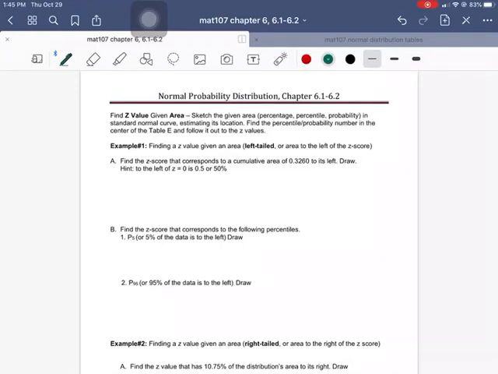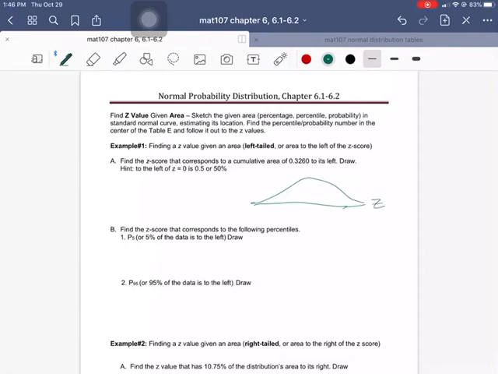All right, page 7 in chapter 6. Find a z-value of a given area. Sketch the area. So we've been going z to p, percentile, probability, percentage, area, z to p. Now we're going from p back to z, okay? So I always draw first.